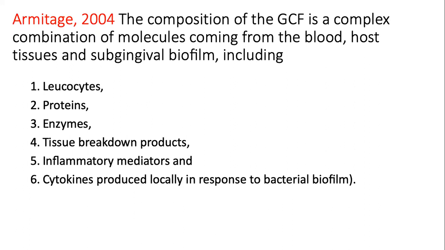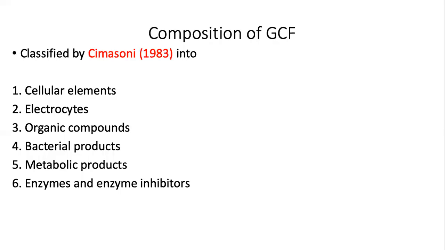Let's discuss the composition in detail. If we talk about the cellular elements, cellular elements include bacteria, desquamated epithelial cells, leukocytes. Electrolytes are the inorganic products. They include potassium, sodium, calcium, phosphate, magnesium.